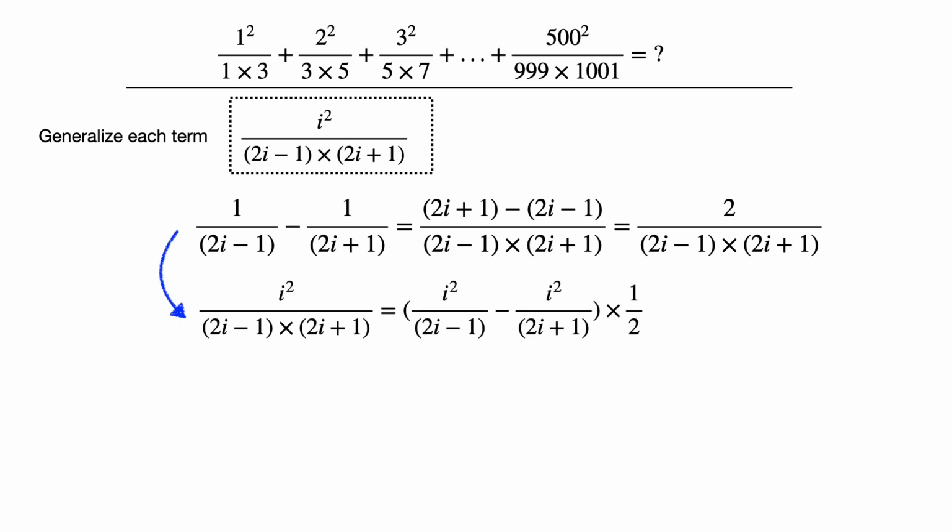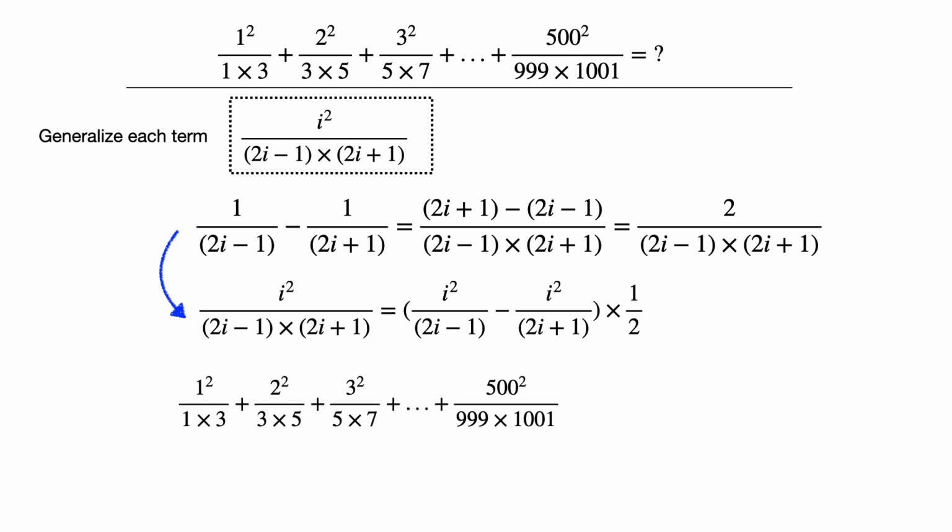Therefore, we can find out the generalized term I squared over 2I minus 1 times 2I plus 1 will equal I squared over 2I minus 1 minus I squared over 2I plus 1. These two terms subtract from each other and then multiply by 1 over 2. That will equal the generalized term. Therefore, we can come back to the original question of this 500 summation.